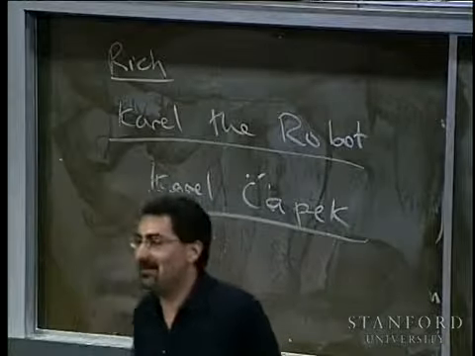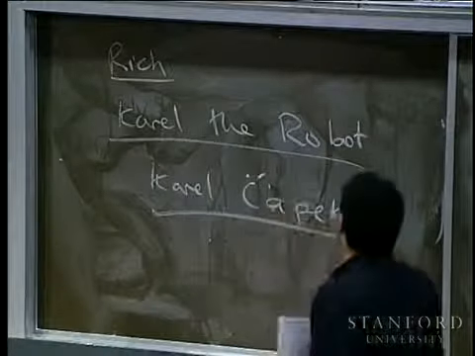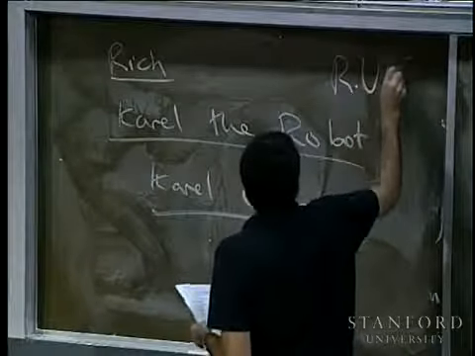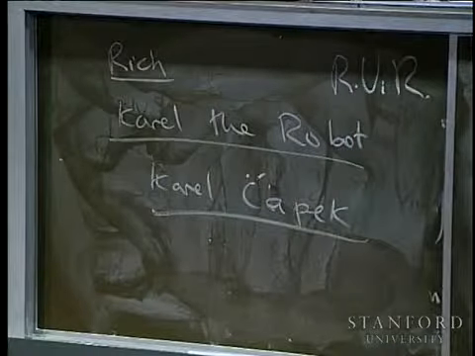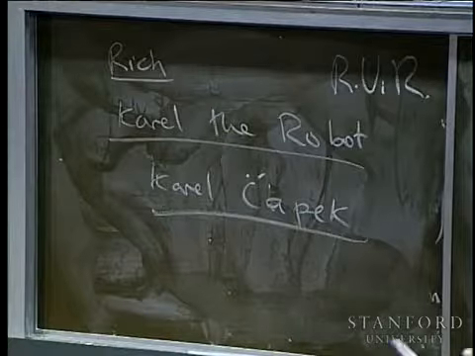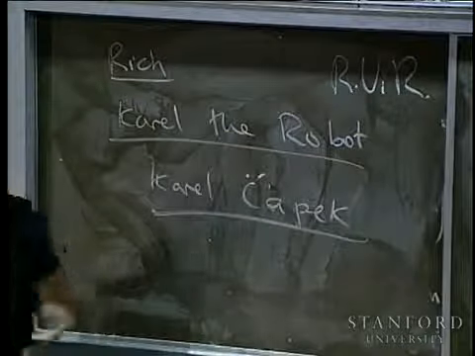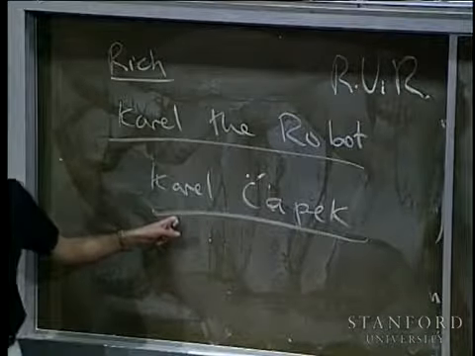He coined the term robot. He was a Czech playwright who wrote a play called R.U.R., which was about robots, and the word robot actually comes from the Czech word for work. And so the robot is named after Carol.